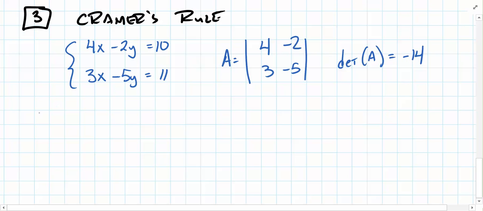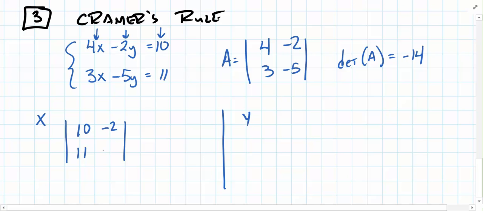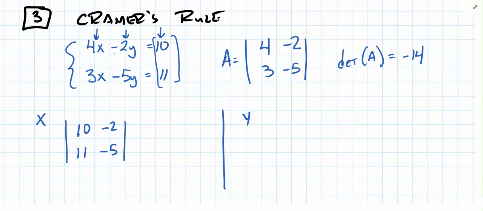Good. Now, remember, I want to solve for X and I want to solve for Y. If you break this down, consider this is your X column, this is your Y column, this is your answer column. If I want to solve for X, I'm going to pick up my answer column and replace the X column with it to have this: 10, 11, and then leave the Y column the same, negative 2 and negative 5. So you see what I did? I replaced the X column with the answer column to get a new 2 by 2. You guys all okay with that part? Do you see what I did?